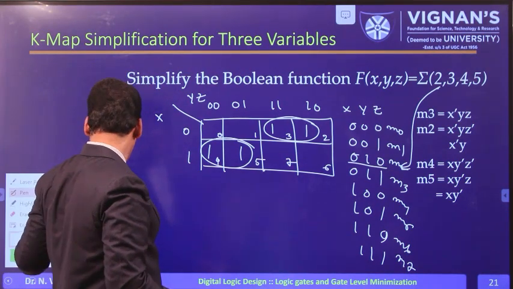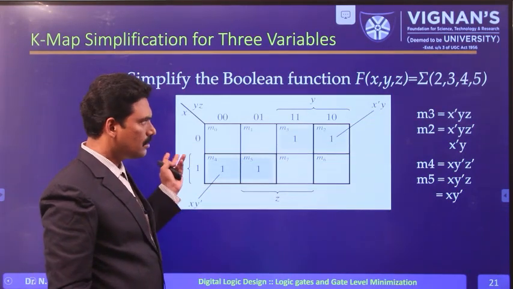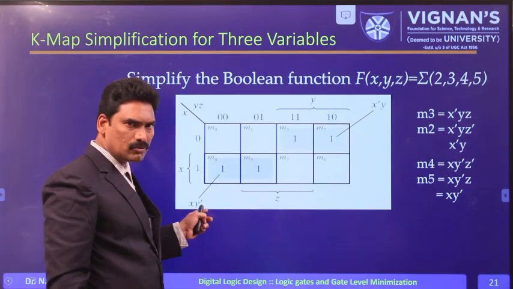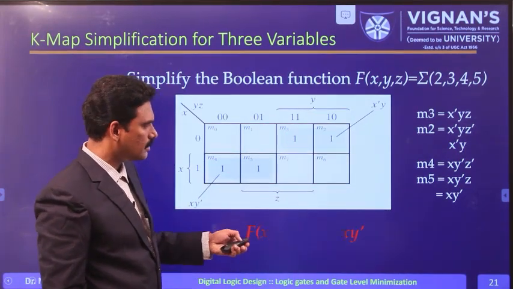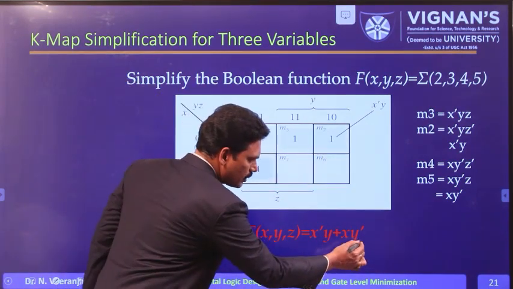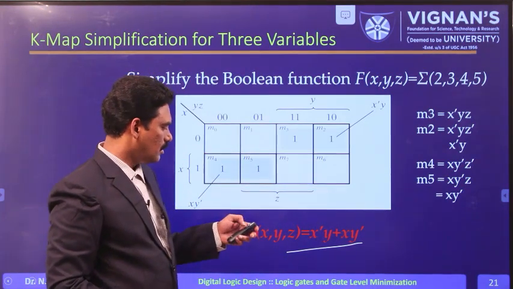So go through this one. Yes, this is our simplification. From this we are getting X bar Y, and from this we are getting X Y bar, and finally the finalized expression is F of XYZ is equal to X bar Y plus X Y bar. This is our finalized expression.